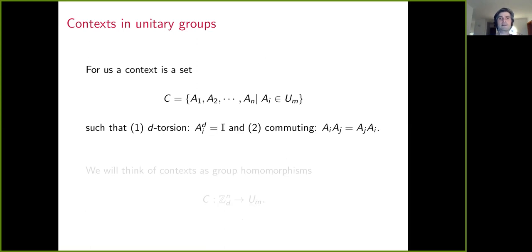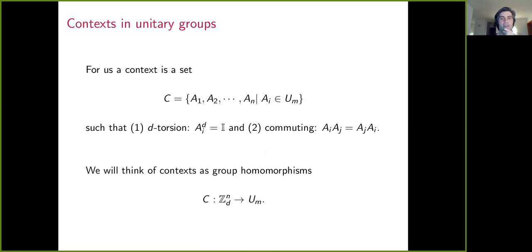The contexts are going to be unitary matrices which pairwise commute and are D-torsion, meaning that the D-th power is the identity. These are the contexts that we are going to restrict to throughout the talk, because for linear constraint systems we are looking at operator solutions, and operator solutions already satisfy these two conditions, so it's very natural to pick these as a choice of contexts.